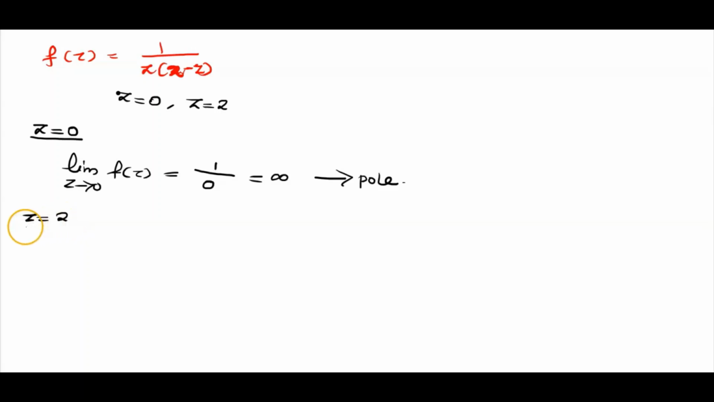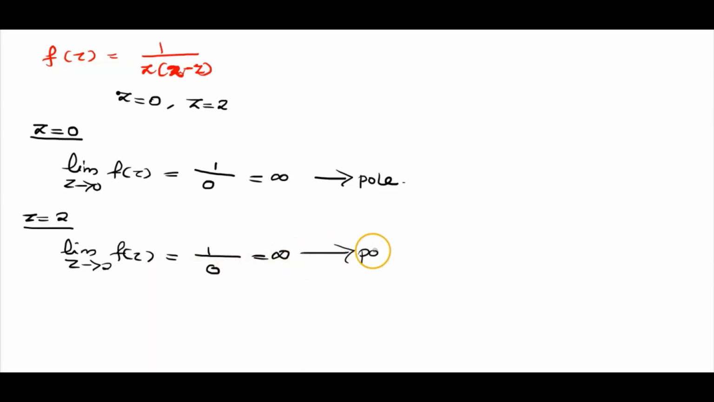Also for z is equal to 2, limit z tends to 2 of f of z, again if we put z is equal to 2, this term becomes 0. So this is also infinity, this is a pole.